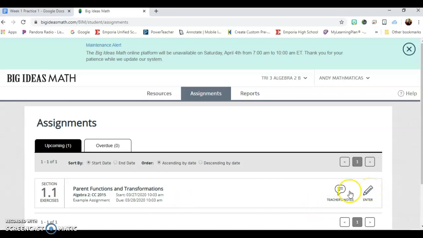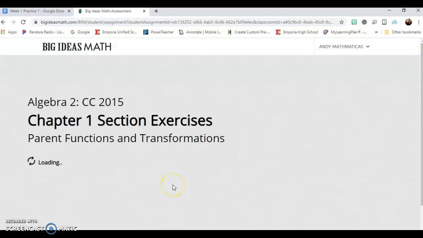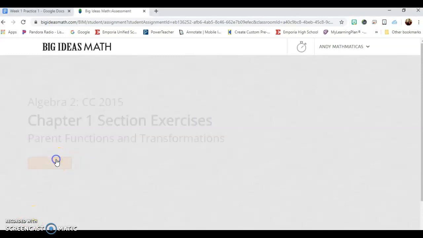So you will hit enter if I have any student teacher notes. Like for instance, some of the directions are a little bit different than what was on the Google Doc, but that does not change how you will input your answers into the Big Ideas. So you will push enter that assignment. And wait for it to load. I'm going to pause this while I'm waiting for it to load here. Alright, once it has loaded, you will just click Start.